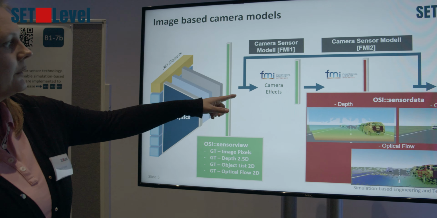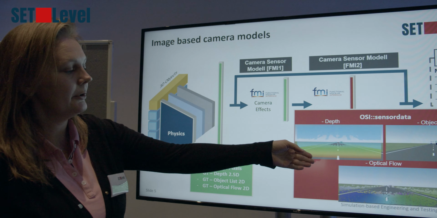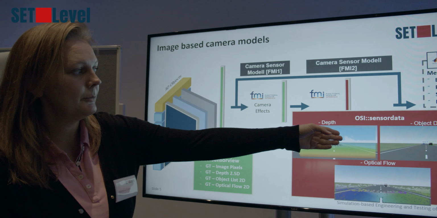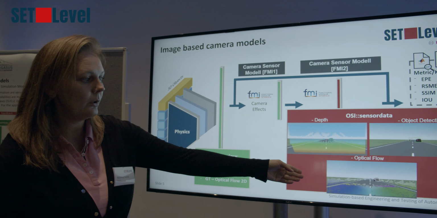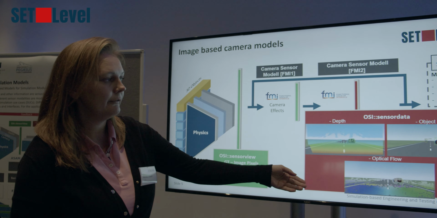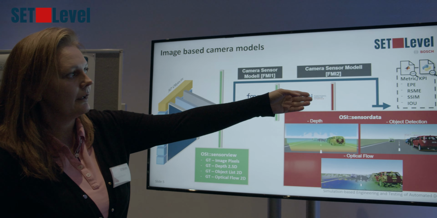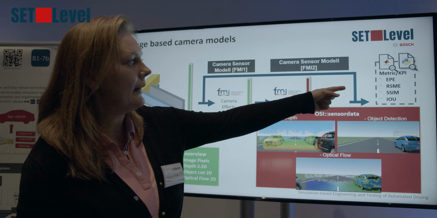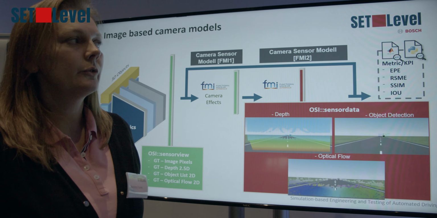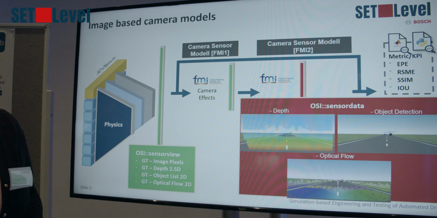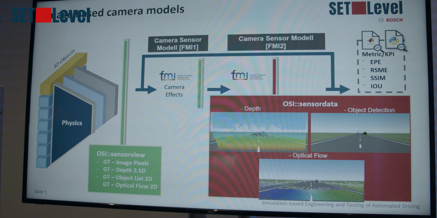Afterwards, we have our FMI2 camera sensor model for our image processing, for our depth detection, for object detection and optical flow, where you can see here the videos. Afterwards, you can apply different metric KPIs here using MATLAB or Python scripts to evaluate the quality of your sensor model implementation.